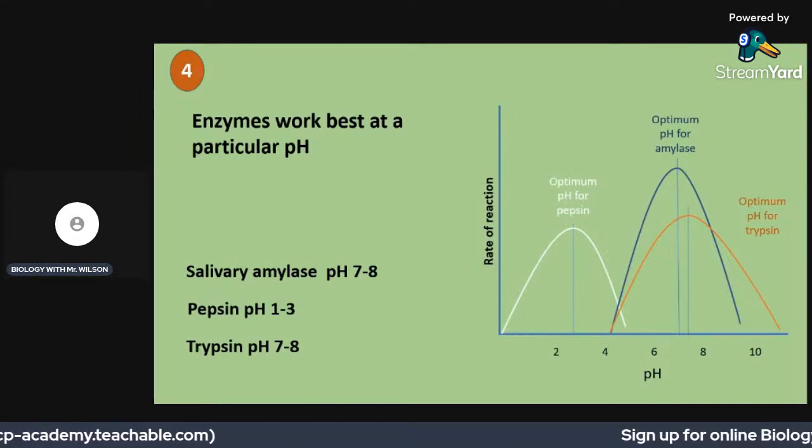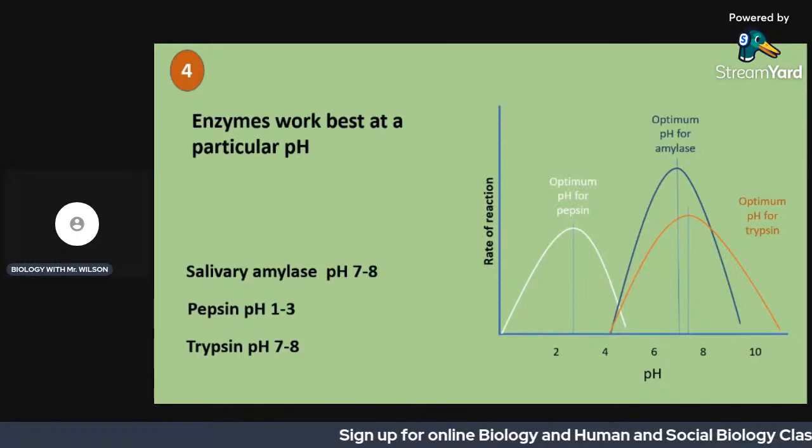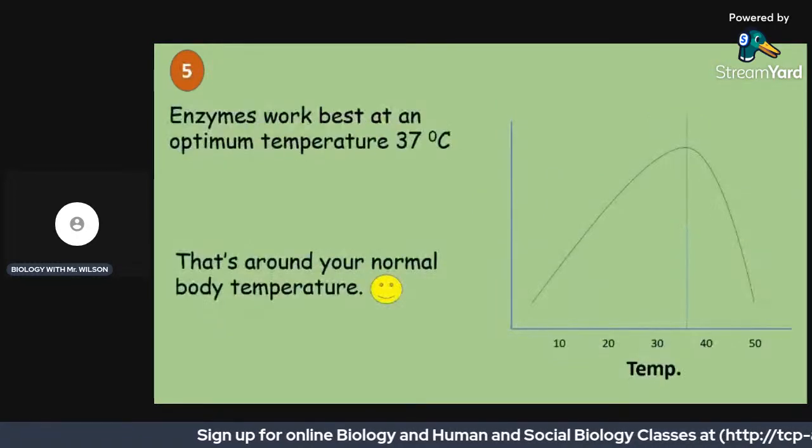You want to ensure that you're following the lesson because you're going to be having a little quiz at the end of the lesson. And we'll move on to 5.